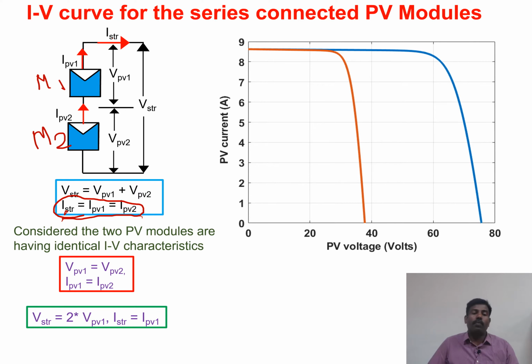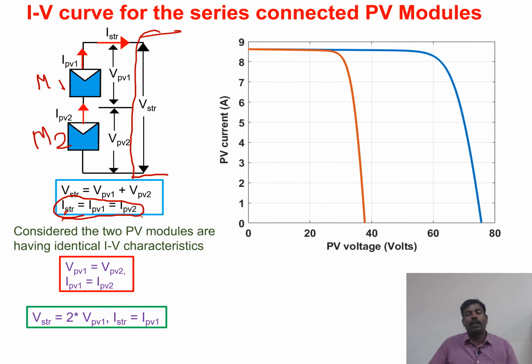Whereas VPV1 is the voltage across the PV module and VPV2 is the voltage across module 2. So now we are interested to see what the characteristics of the string look like. So how do we find out the string characteristics? We have already seen three significant operating points. So what are the three significant operating points?